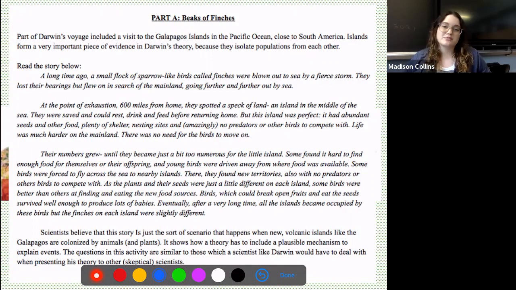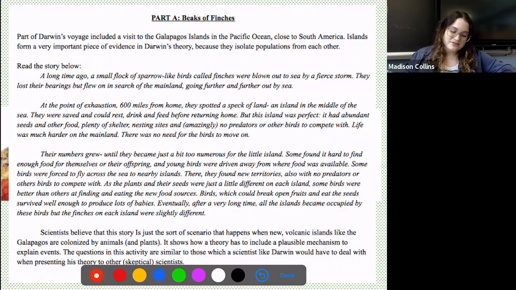Evolution, we're going to talk about them a little bit more in ecology because we've got that lab to do. So as we read through this passage, I want you guys to underline anything that you think is important, and then we're going to use this information to answer the questions on the next slide and at the bottom of your worksheet. All right, so what do we need to know about the beaks of finches?